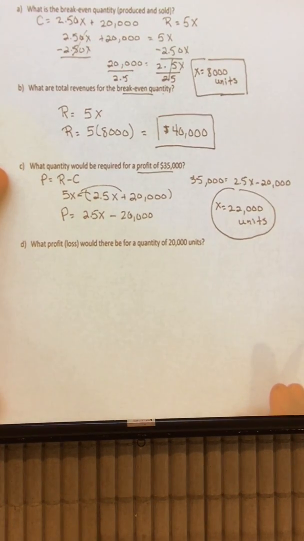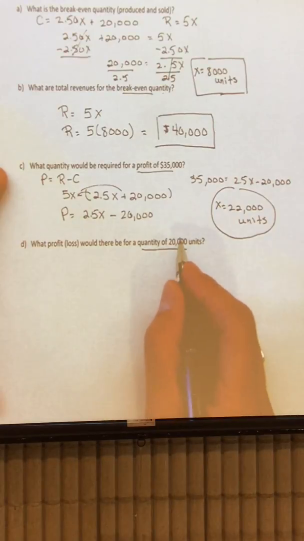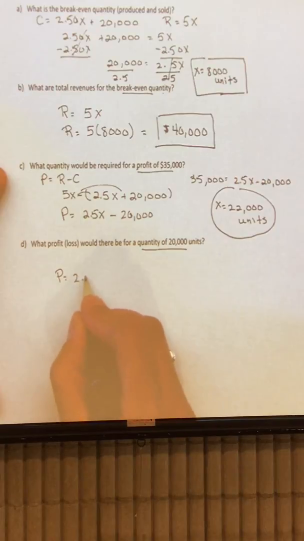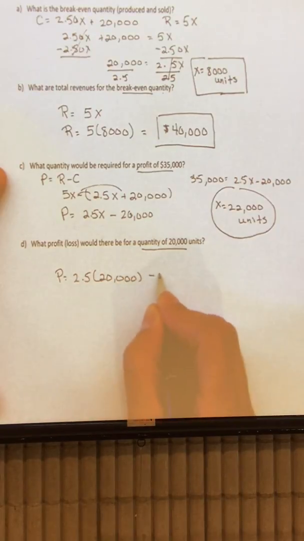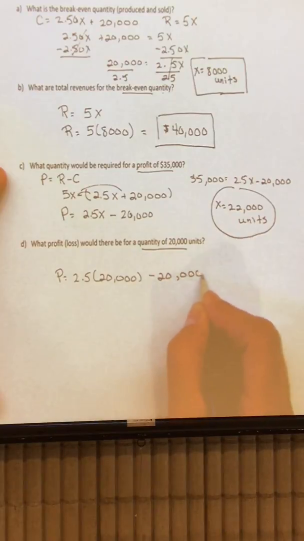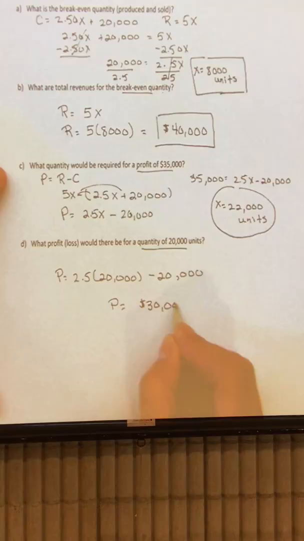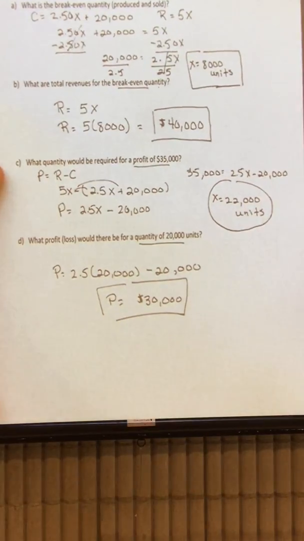And the last, letter D, what profit or loss would there be for a quantity of 20,000? Substituting the 20,000 into the x, we have 2.5 times 20,000 minus 20,000, which is equal to a profit of 30,000. And this now completes Chapter 4, Section 2.